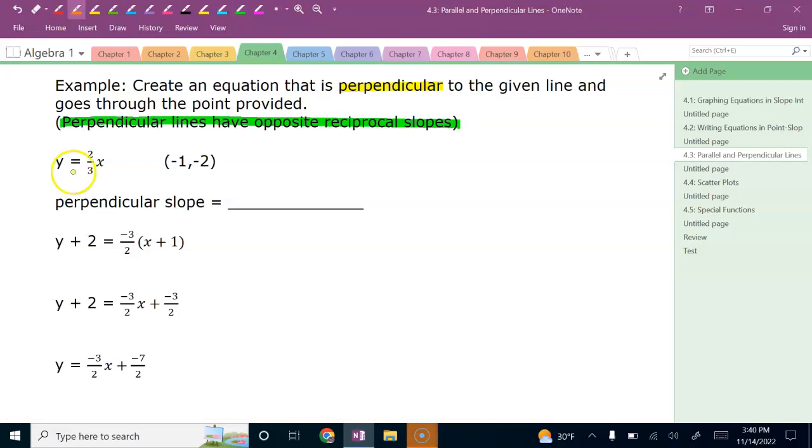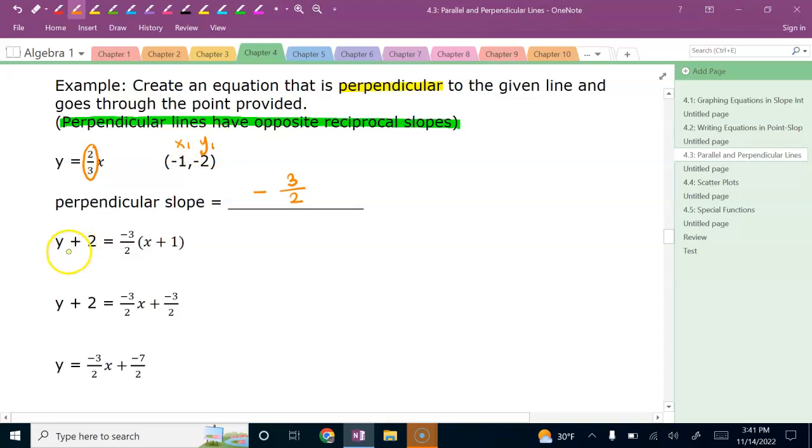So for this example I have worked out here, we start with the line y equals 2/3 x. So my slope of this line is that 2/3. Now, because I need a perpendicular slope, that means I'm going to change this from positive to negative, and I need to flip my slope upside down. So instead of 2 over 3, it's going to be 3 over 2. And then that point, the negative 1, negative 2, that's still going to be my x1, y1 point, and I'm going to put that in now to my point slope form.